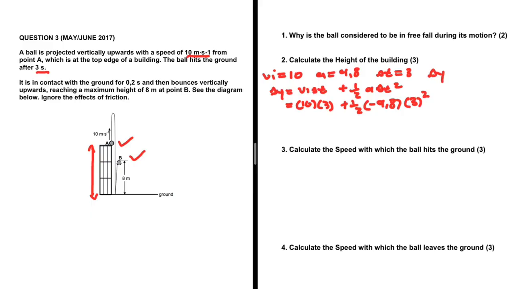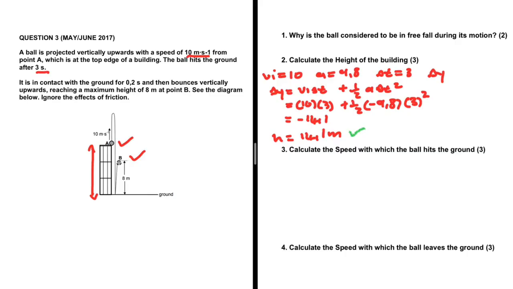So let's take a look. 10 multiplied by 3 plus a half multiplied by minus 9.8 multiplied by 3 squared. That is equal to minus 14.1. So our height is equal to 14.1 meters. That is the height of our building.